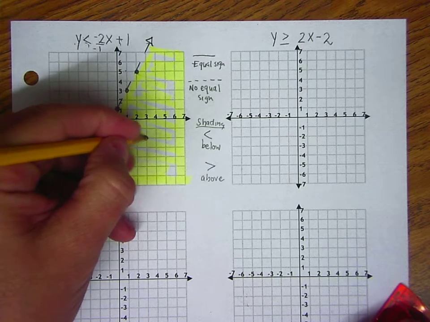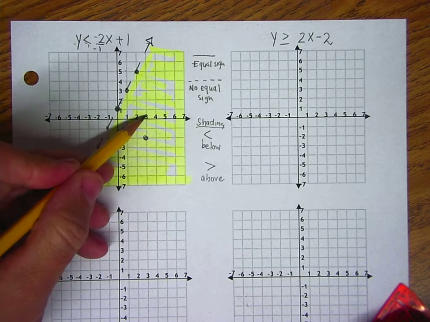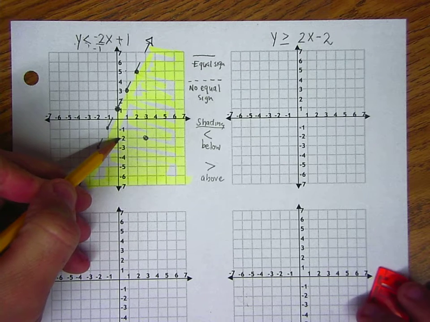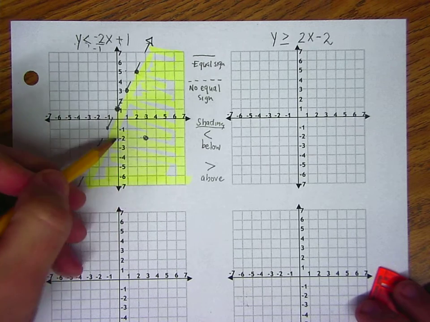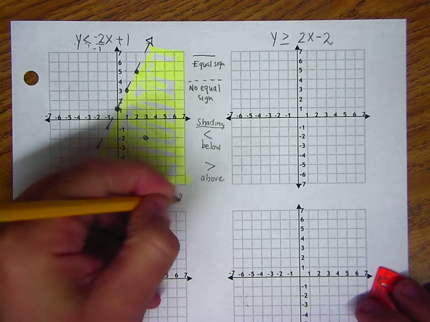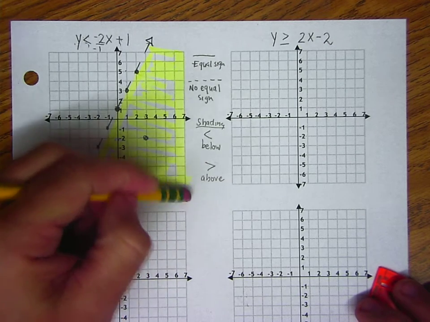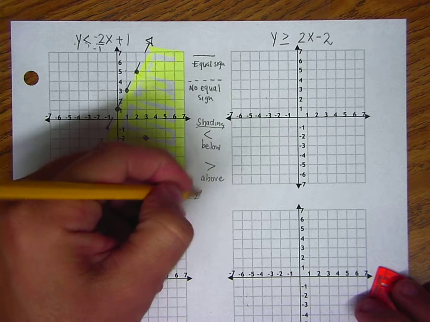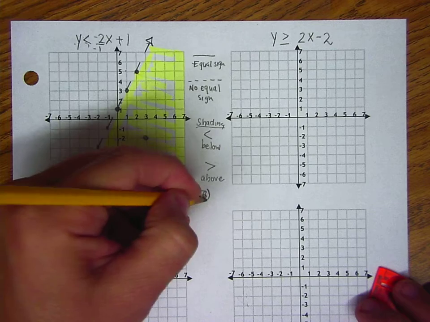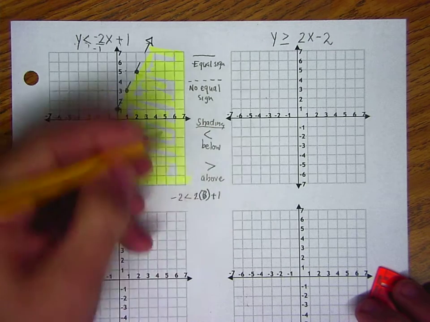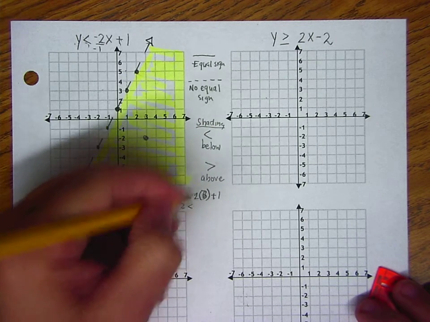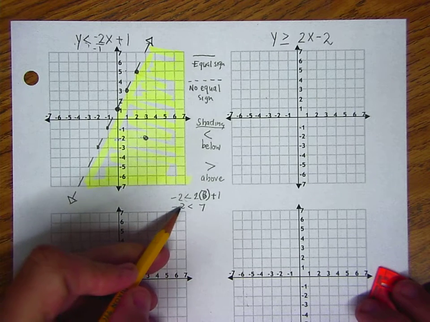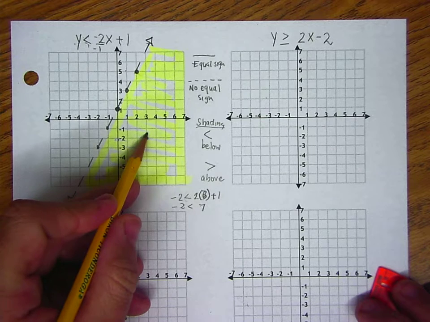We can pick a point anywhere in here and say, hey, do these numbers, 3 for x, negative 2 for y, make the inequality true? Let's find that out. X is 3, y is negative 2. So I'm going to put negative 2 is less than 2 times 3 plus 1. Negative 2 is less than 6 plus 1, which is 7. Is negative 2 less than 7? Yes, it is. So the points on this side work.